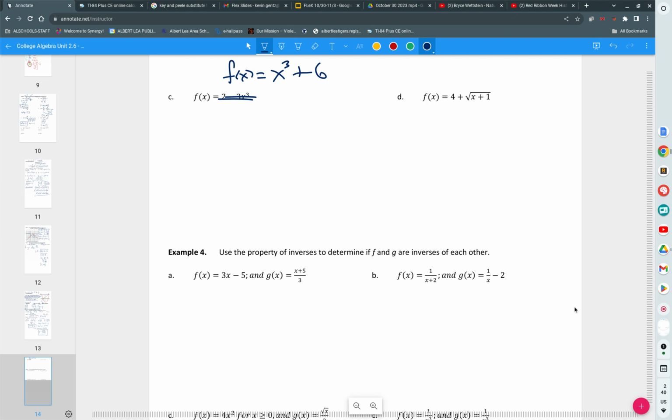I want to find the inverse, so what should I write? X equals y cubed plus 6. To solve for y, I subtract that 6 over. X minus 6 is equal to y cubed. As we cube root both sides, we have the cube root of x minus 6 is equal to y.